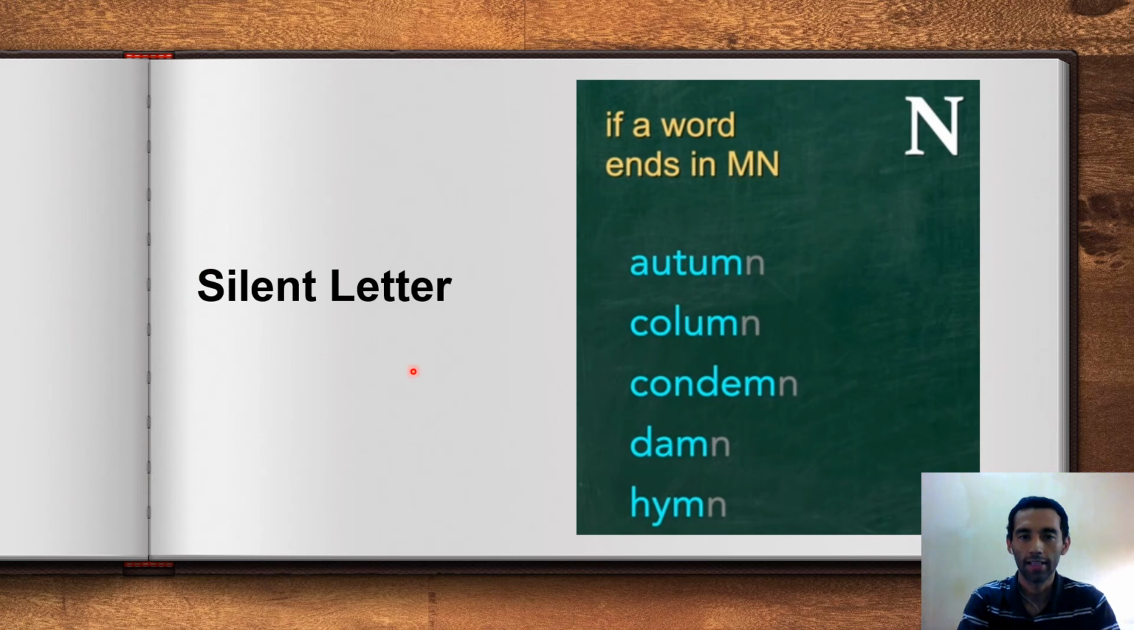Now we have the silent letter. As I said at the beginning of the video, the letter N is silent if a word ends in MN. So we will see those words. We have autumn, column, condemn, them, and him.